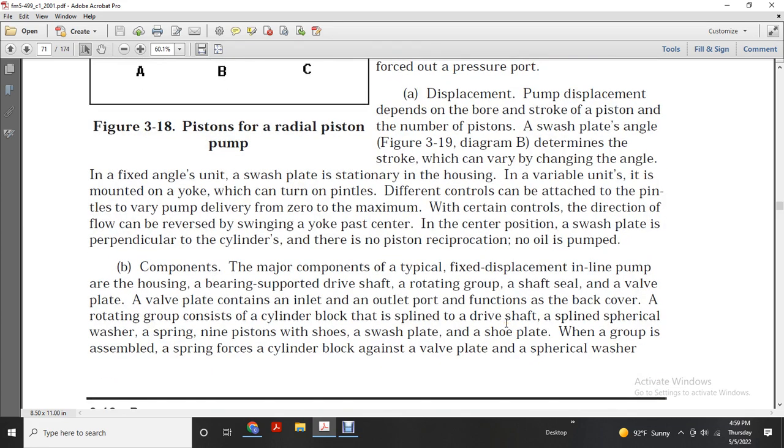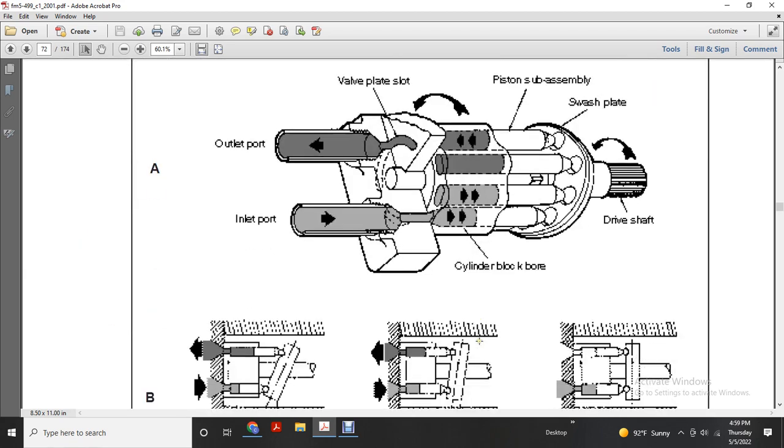The major components of a typical fixed displacement inline pump are the housing with bearing support, the drive shaft, and the rotating group. A shaft seal and the valve plate, which contains the inlet and outlet port functions. The back cover covers the rotating group, which consists of the cylinder block lined with the drive shaft, the cylindrical washer, spring, nine pistons with shoes, swash plate, and shoe plate. When the group is assembled, the spring forces the cylinder block against the valve plate with the cylindrical washer.